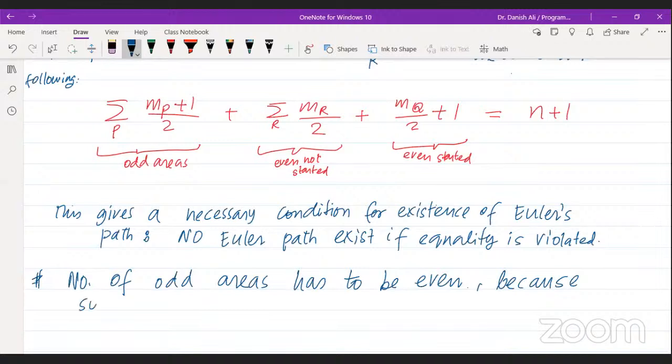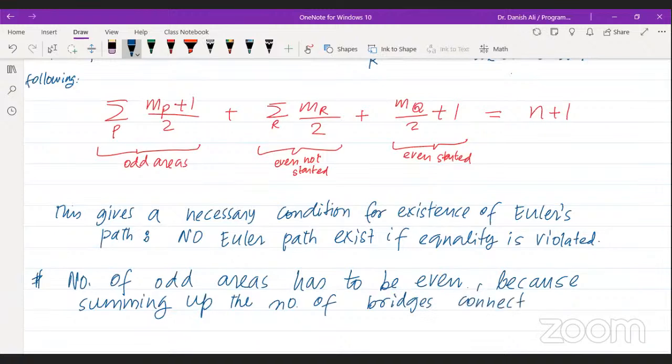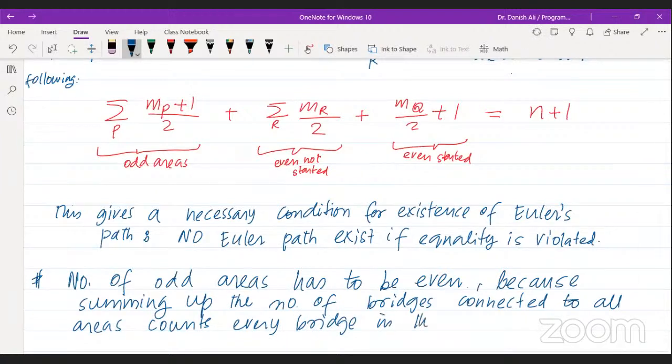Are you getting this? Let me write it first, then we will discuss it. Summing up the number of bridges connected to all areas counts every bridge in the system twice.